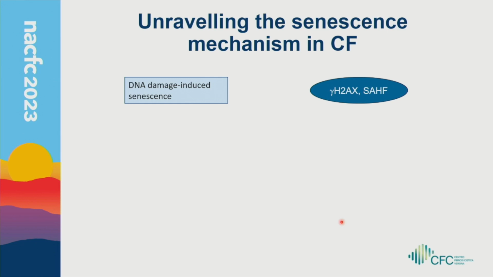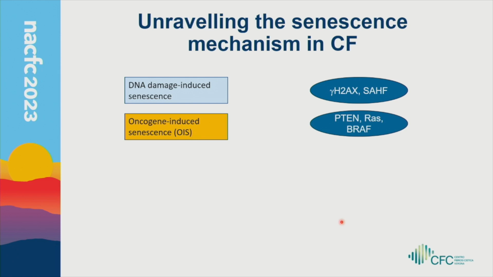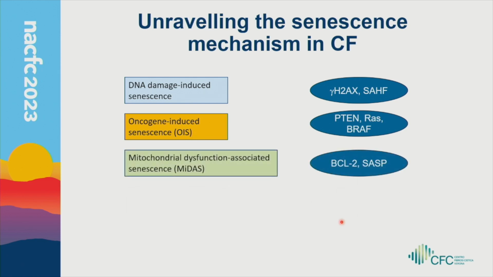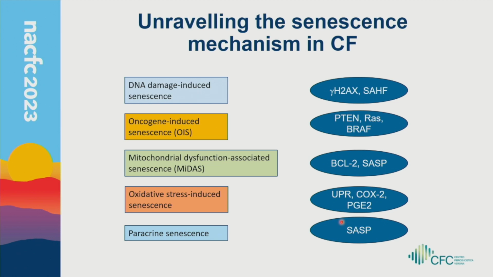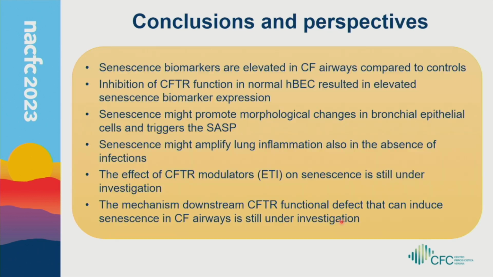We know that there are several types of senescence, including DNA damage-induced senescence, oncogene-induced senescence, mitochondrial dysfunction-associated senescence, and oxidative stress-induced senescence. Then another type, the paracrine senescence, is due to the release of the cytokines and chemokines that can generate a loop of activation and a reinforcement of senescence. You cannot exclude that there can be an interplay among these pathways, and cystic fibrosis could be associated with more than one type of senescence.